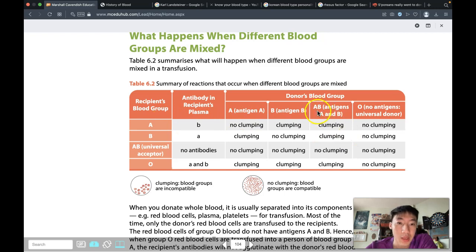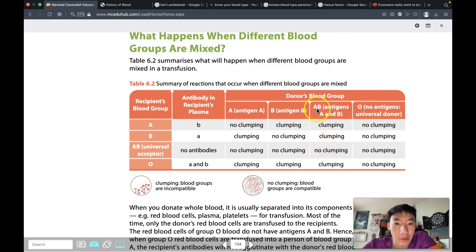Then AB. AB is what you call the universal cannot donate. That means that this person is the worst, except for themselves. These are the most selfish people. I'm just kidding, they are not selfish, but their blood is quite rare. So AB is the most rare, and AB actually causes clumping for A, B, and O. Okay, why does that happen?